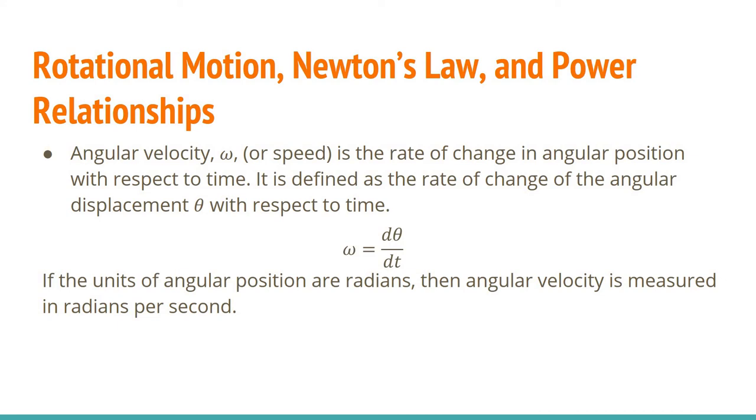So, its definition is the same as velocity as defined in physics. In physics, it is the rate of change in position. Here, angular velocity is the rate of change in angular position with respect to time. It is defined as the rate of change of the angular displacement theta with respect to time. So, angular displacement or angular position.